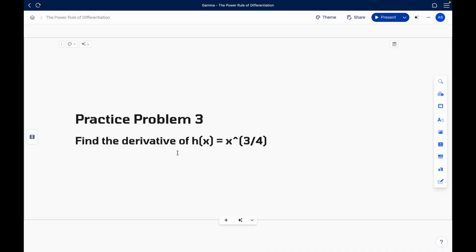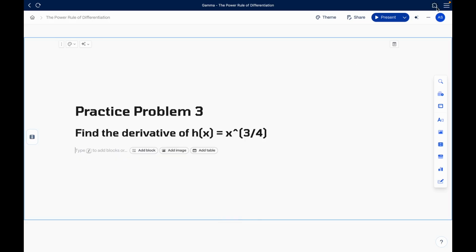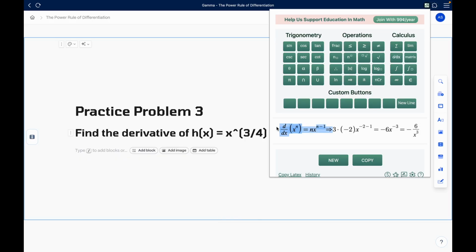And our third and final practice problem is to find the derivative of h of x is equal to x to the power of 3 over 4, where we're using a fractional exponent. I don't think it's really necessary to state the power rule anymore. If you still don't remember it, then of course feel free to look above or on the previous slides where I did show the power rule. So let's get started with the problem.